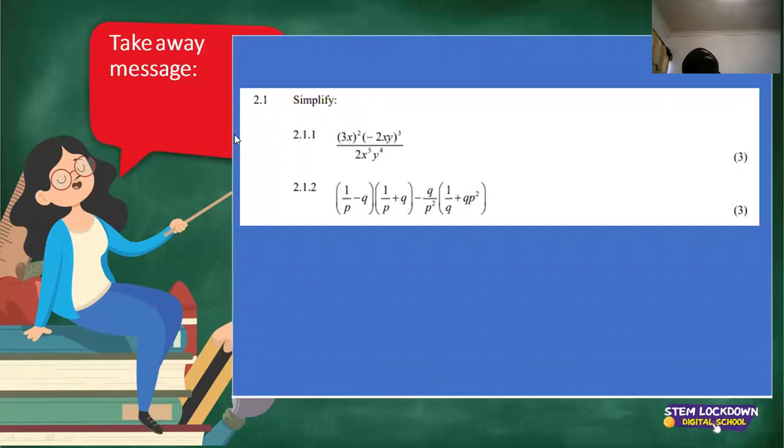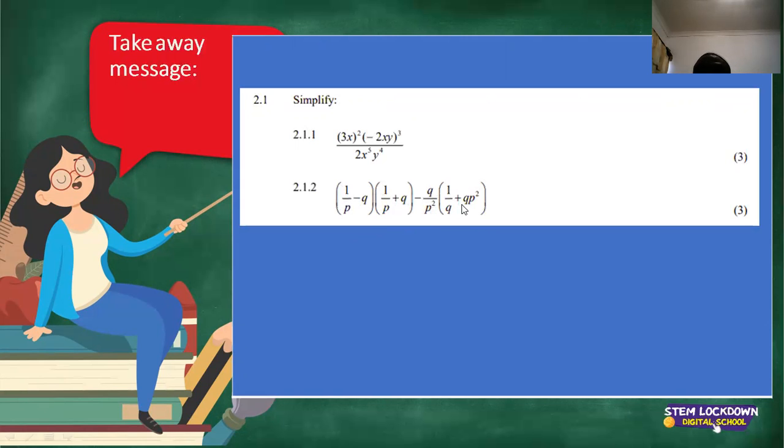And then for the last one: (1 over p minus q) times (1 over p plus q), minus q over p squared times (1 plus q plus p squared). To simplify this, you just open up the brackets. 1 over p times 1 over p gives you 1 over p squared. 1 over p times q gives you q over p. Then negative q times 1 over p gives you negative q over p. Negative q times q gives you negative q squared. In that case, we'll have 1 over p squared minus q squared.